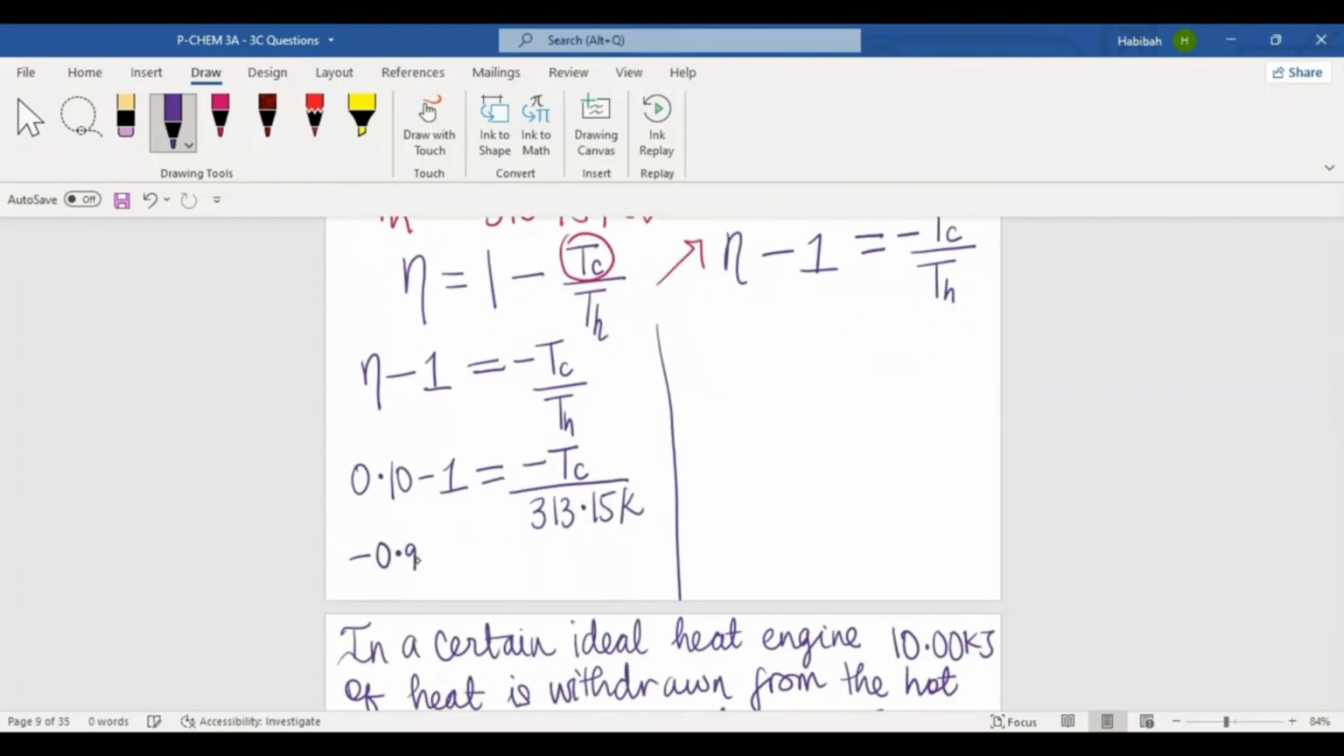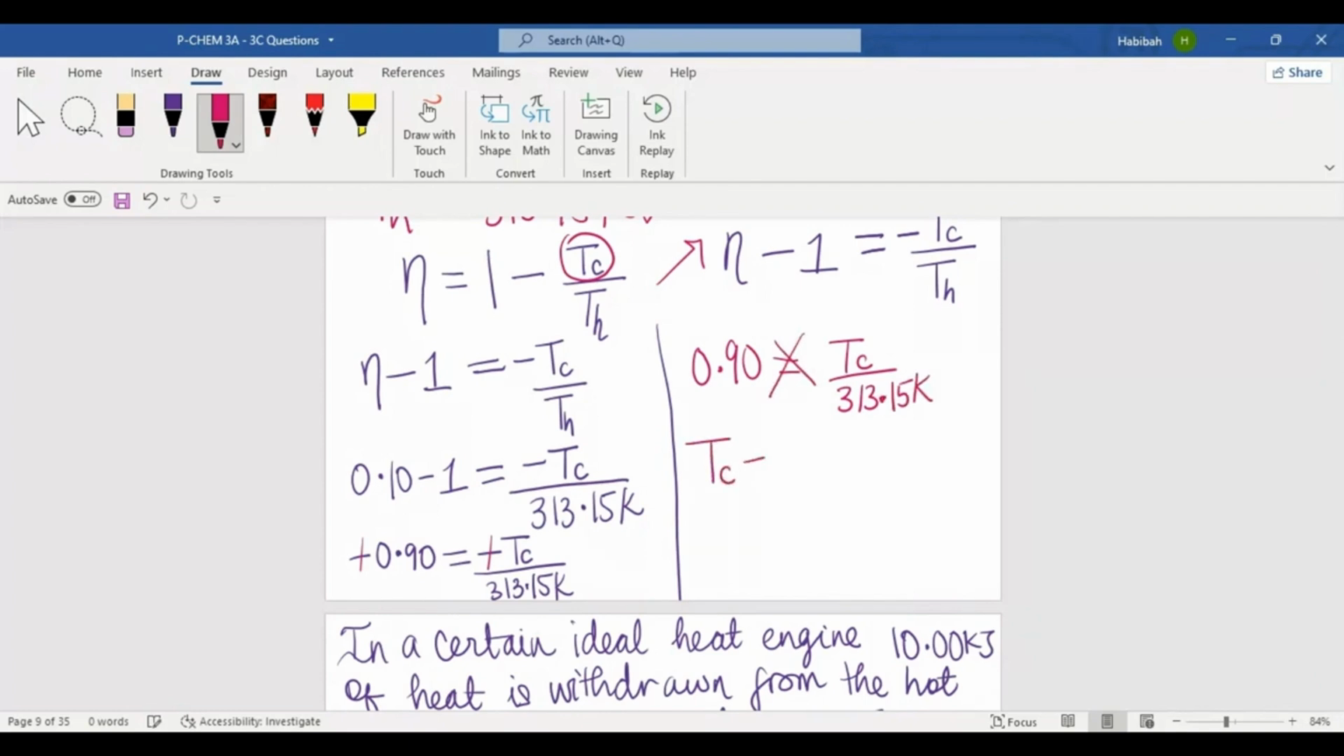So 0.10 minus 1 is the same thing as negative 0.90, equals negative TC divided by 313.15 kelvins. Of course, you cancel out the negative on both sides. So I'm just rewriting it: you end up with 0.90 is equal to TC divided by 313.15 kelvins. Of course, you cross multiply. So the temperature of the cold sink would be 0.90 times 313.15 kelvins, which is 281.835 kelvins. So yeah, that's basically it.